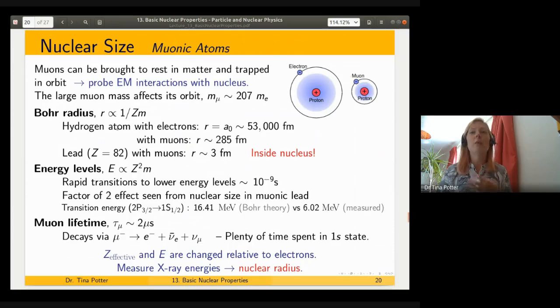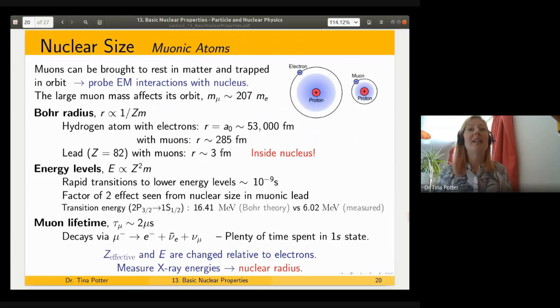So if we have a look at the Bohr radius, that's proportional to 1 over the number of protons that you have and the mass of the particle that's orbiting. So these muons are much, much heavier. That means they're going to have a much, much smaller radius. If you compare hydrogen, for example, an electron will orbit that single proton at 53,000 femtometers, whereas a muon will orbit at 385 femtometers. So much, much closer.